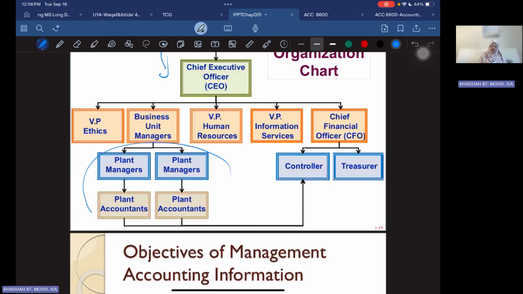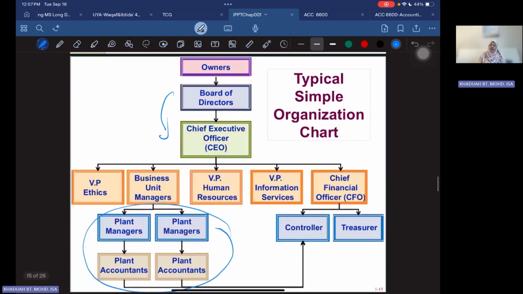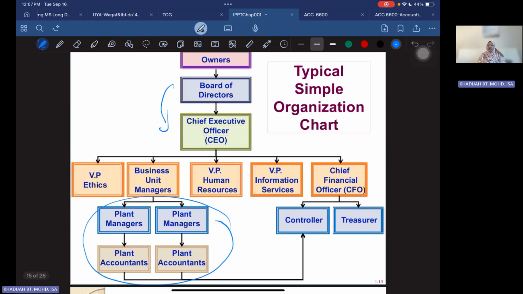So this one later we'll see that this one is the internal. Again, all these are internal because we're talking about a company. But under unit manager, we have the plant manager, many plant managers. All right. And then we also have accountants for each of the plant managers. So these will be reporting directly to the CFO, either under the controller or the treasurer. All right. But again, not all companies will have the same structure, but generally, this is how it is actually being structured.